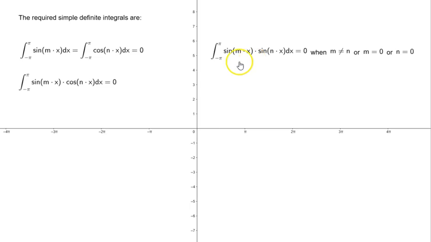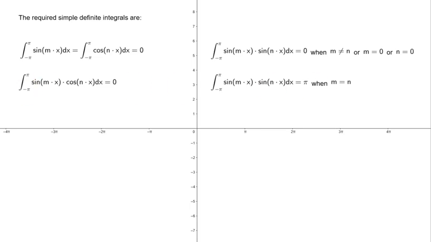Now the product of sines. The integral from minus pi to pi of sine mx times sine nx dx is equal to 0 when m is not equal to n, or when either m or n is 0. The integral of sine mx times sine nx dx in the interval minus pi to pi is equal to pi when m is equal to n.